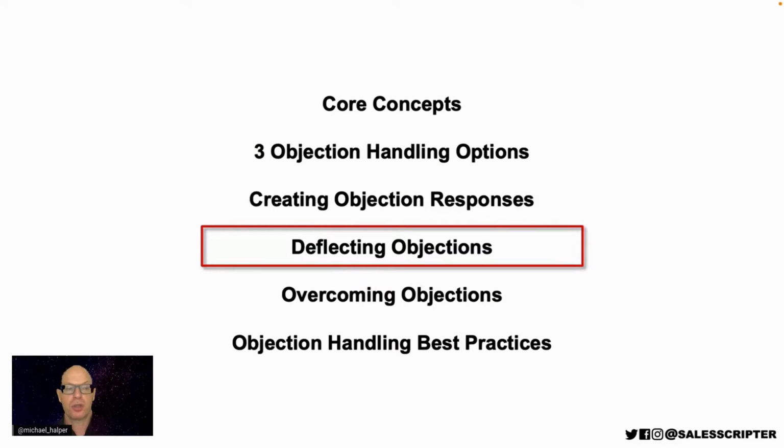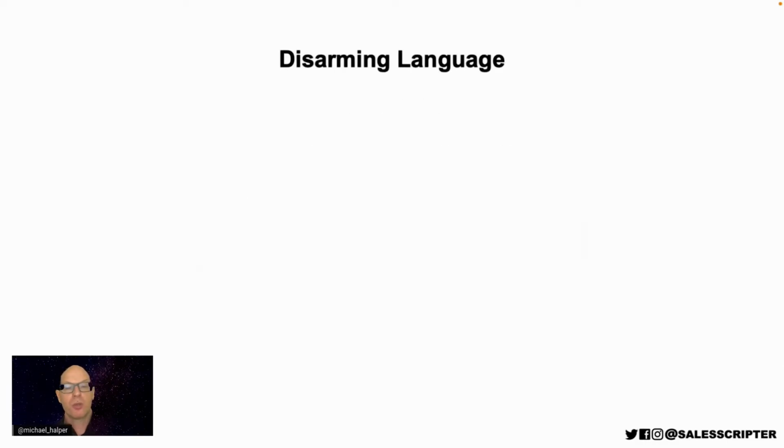Let's first start to talk about deflecting objections. Before I show you these objection responses, I first want to share some of what I call disarming language. I'm going to give you a few different sentences, and you can sprinkle these into your objection handling responses and use any part of this. So let me show you what I'm talking about here.